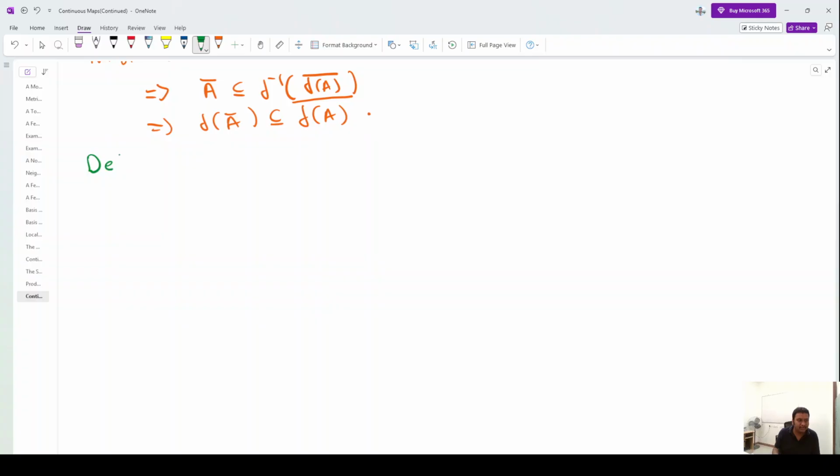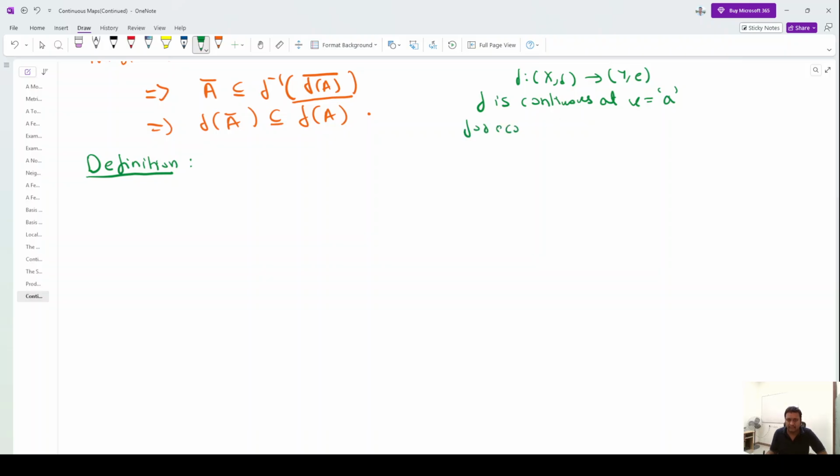Definition. This is just motivated from your epsilon-delta definition. Let me write how you say f is continuous at x in A. Say f is a map from a metric space (X, d) to a metric space (Y, e). So if you remember, what is the definition for each?